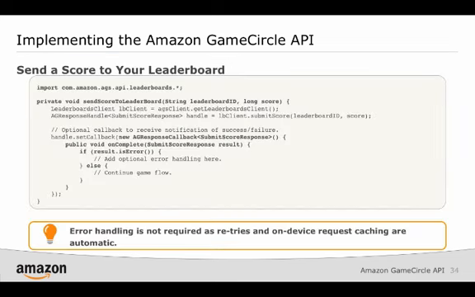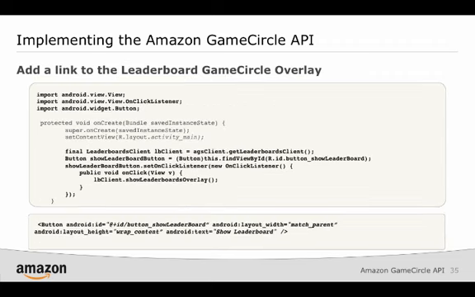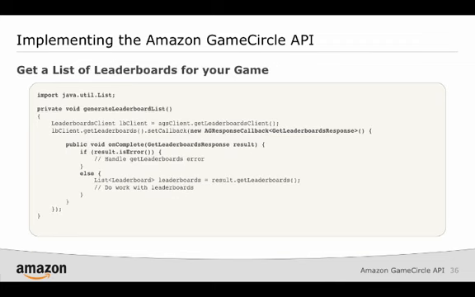After initializing Amazon GameCircle in your game, you can submit scores to the service. Scores must be positive numbers and strictly increasing. The service will ignore a score update that is lower than or equal to a player's current score. Your game can programmatically display an overlay to show its GameCircle leaderboards using the Show Leaderboards Overlay method of the Leaderboards client. To retrieve a list of your game's leaderboards, use the Get Leaderboards method.